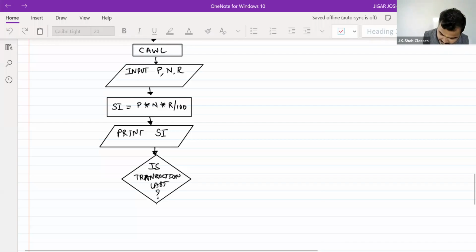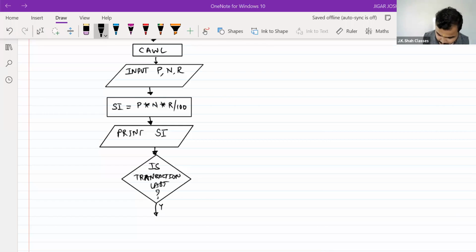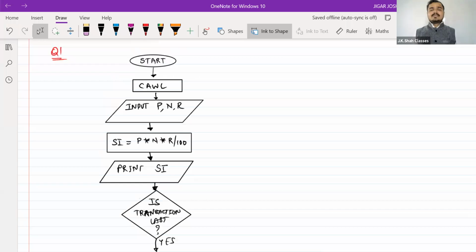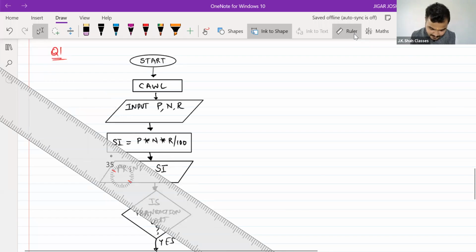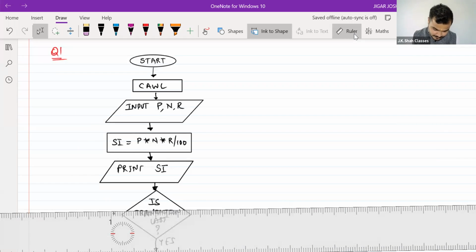Is this transaction last? Suppose a person says yes, then it will say stop. Understood? But people, every decision box has how many outcomes? Two outcomes. If one is yes, then the other is no. So please remember what I am doing over here. Yes, we need to use this type of symbol.